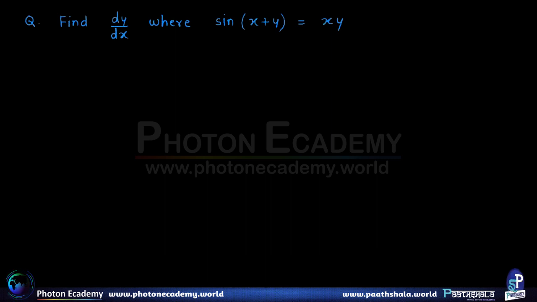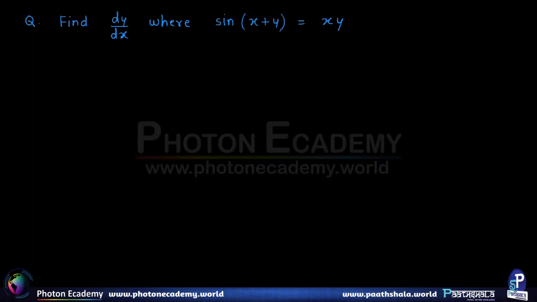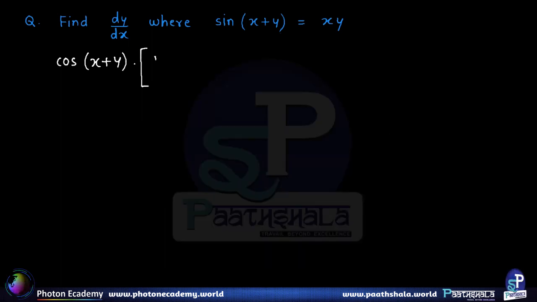Firstly, we have to find the derivative of y with respect to x, where sine of (x plus y) is equal to xy. We observe that here once again y is an implicit function. To differentiate, we straight away differentiate both sides. On the left hand side, the derivative of sine is cos. So we write cos of (x plus y), multiplied by the derivative of (x plus y) using the chain rule. The derivative of x is 1 and the derivative of y is simply dy by dx.